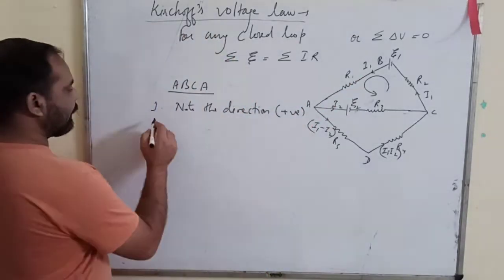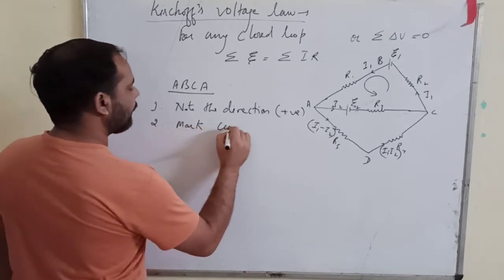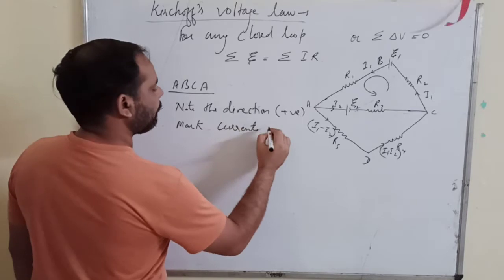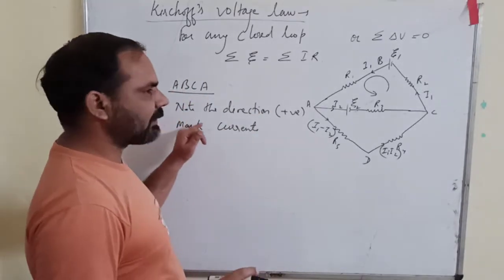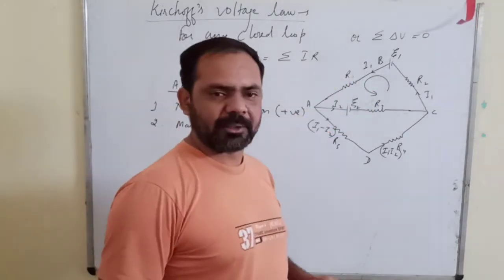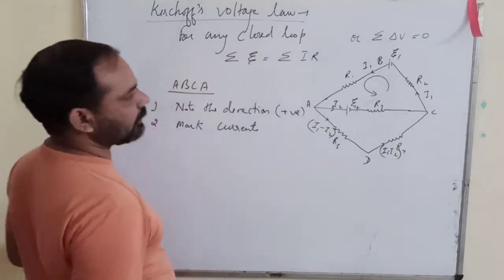So the second point is mark currents. Mark the currents. Simple steps I am writing. So the first step is identify the positive direction. The second step is you mark the currents. Now the third step is you apply this rule.